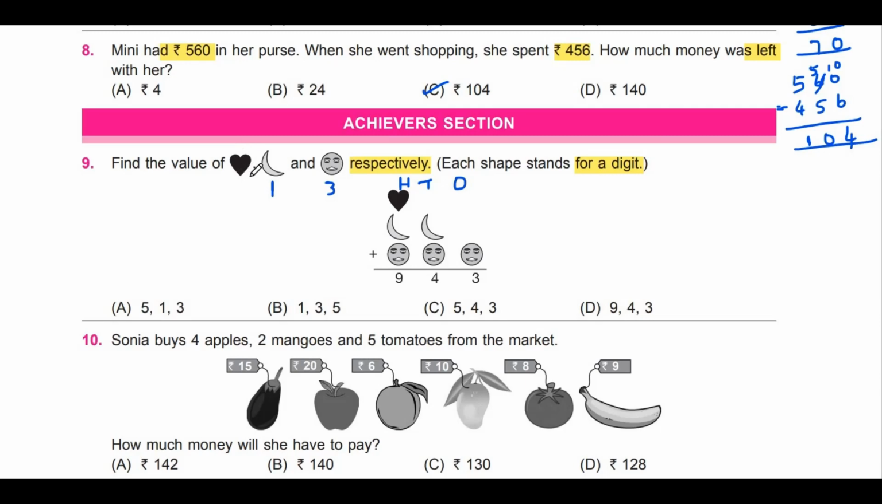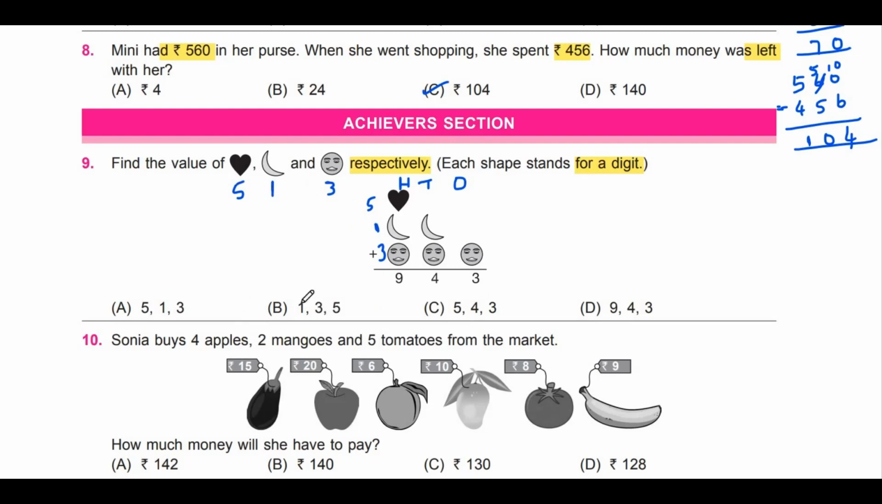Now we have to find the value of the heart. So we have finished our ones place, tens place is done. Now the hundreds place, we have all the 3 shapes. As you know, we know the value of a sun, which is 3, value of the moon, which is 1. So 3 plus 1 is 4. 4 plus what will give us 9? Correct. So 4 plus 5 will give us 9. So the value of the heart is 5. So we know the answer is 5, 1 and 3.